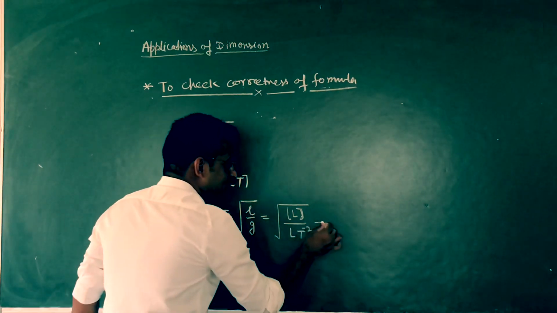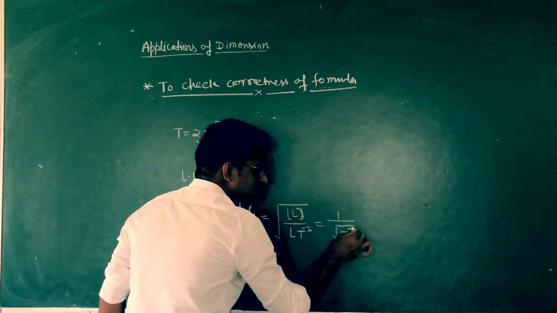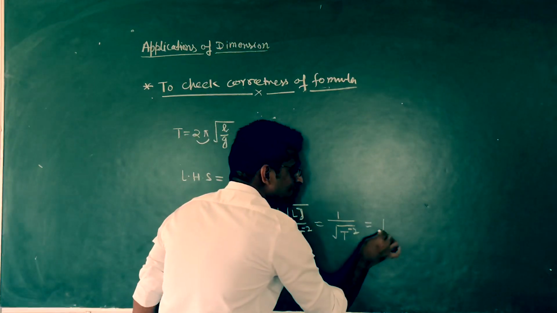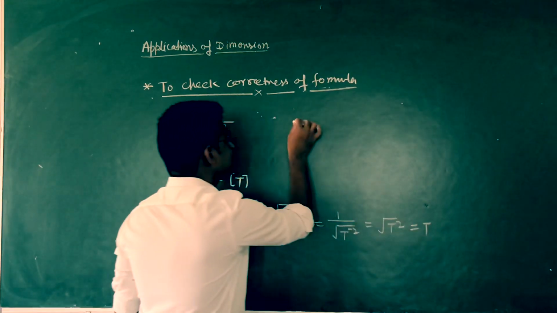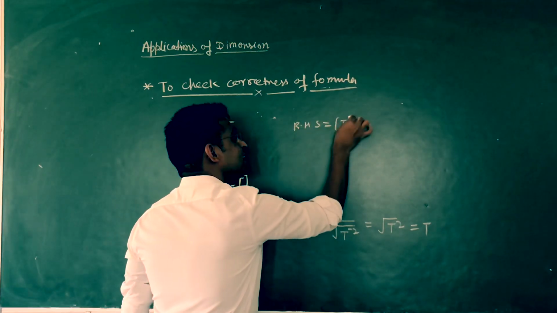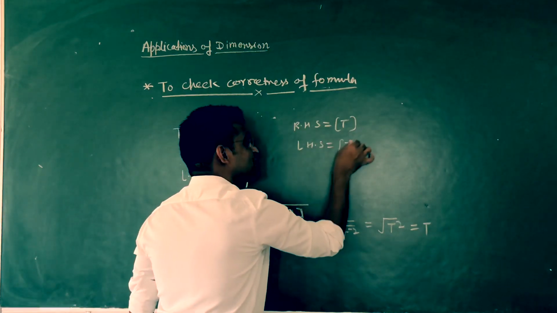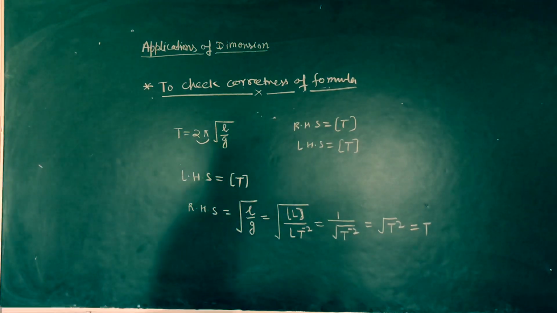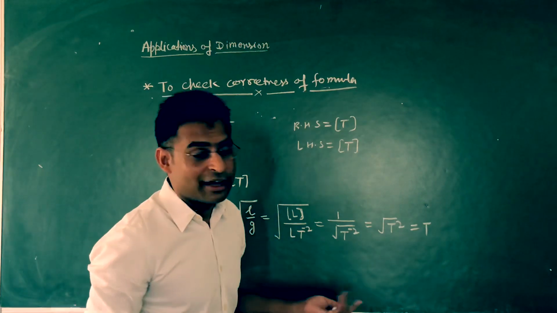If I solve this, I'll get 1 upon T to the power minus 2. Now if this T goes up, I'll get under root T square, and that is finally T. So the right hand side dimension RHS is equal to T, and the left hand side dimension LHS is equal to T. It means if the left hand side dimension is equal to the right hand side dimension, this formula is right. That's how we check whether any formula is right or wrong.